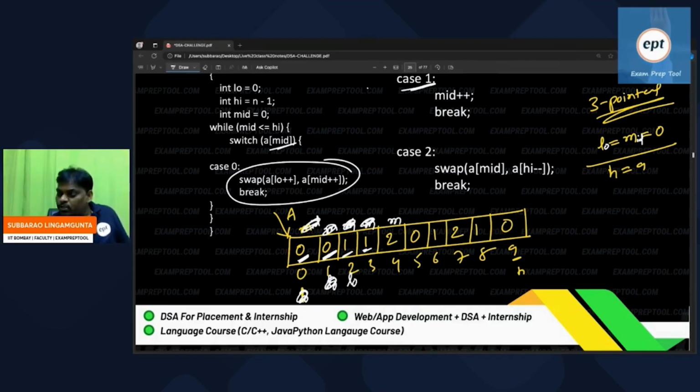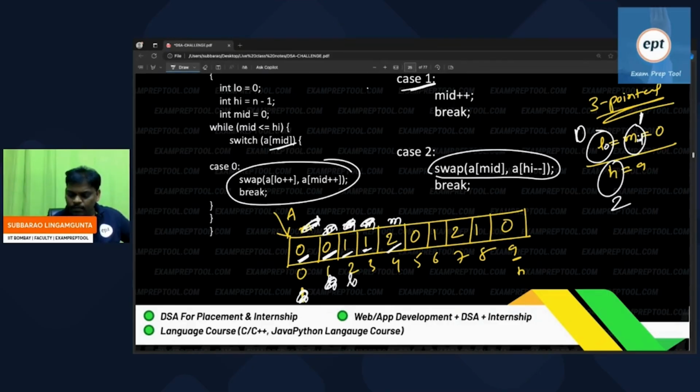That's what I said to you. Low is meant for zeros, mid is meant for ones, high is meant for twos. Careful. Whenever 1 comes, increment. Now see, 2 coming. Whenever 2 comes, 2 belongs to high, so you swap A of mid and A of high. But remember, after swapping, high only will decrement.